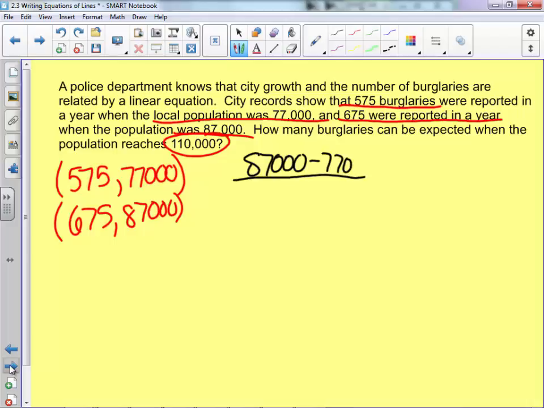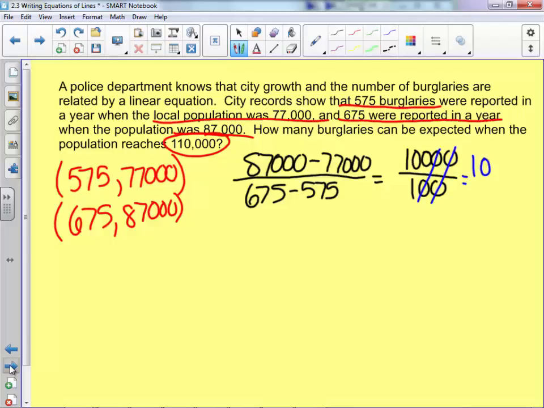minus our 77,000, and then 675 minus our 575, which in our numerator, notice that's 10,000 over 100. Divide them both by 100. So this is 100 over 1. And notice this was our population over the burglaries. So it's for every 100 people that you increase with one burglary. So that's the idea here.